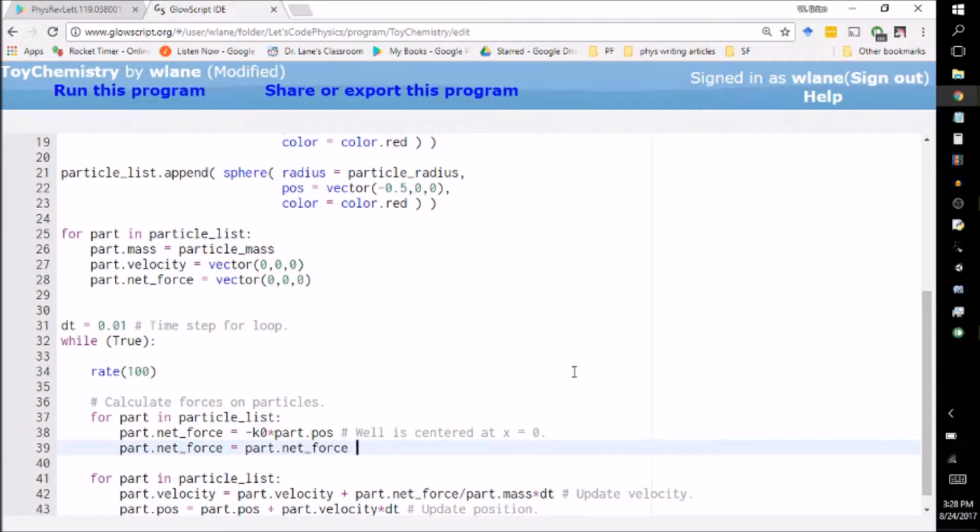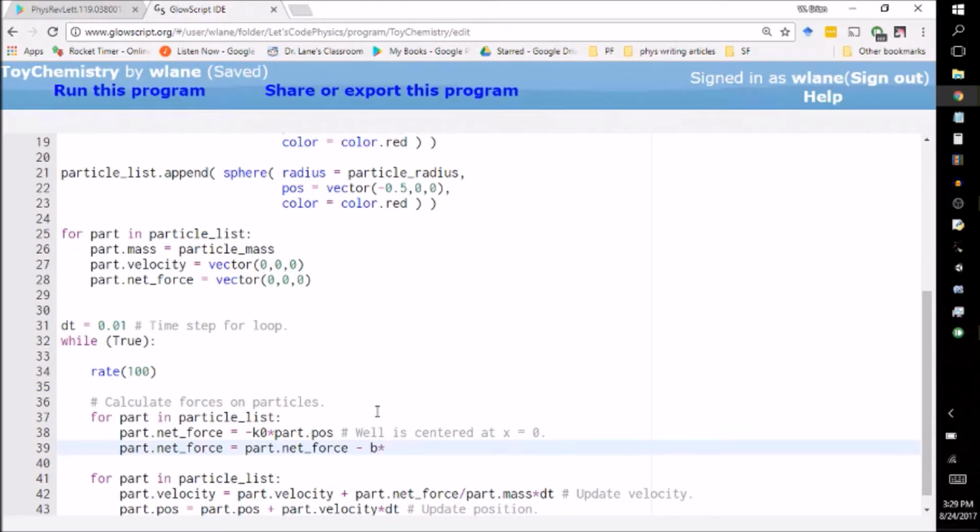Particle.net_force. And I'm probably going to get the comment that Python will accept plus equals as a shortcut for this thing. Except that the way they've set this up in GlowScript, it doesn't seem to work when vectors are involved. So if somebody has a workaround for that, I'd appreciate it. Otherwise, I don't mind writing it out. I only have to write it once.